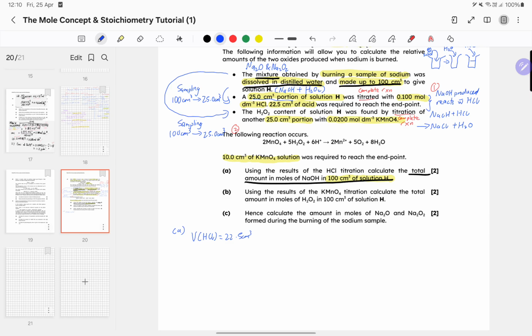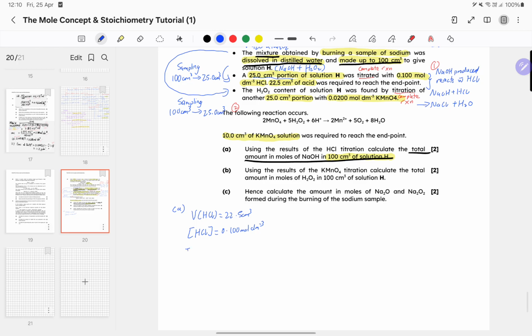22.5 cm cube. I'm also given the concentration of HCl, which is 0.100 mole per dm cube. So I'm also given the volume of NaOH after sampling, which will be 25.0 cm cube, and the volume of NaOH before sampling, which is 100 cm cube.